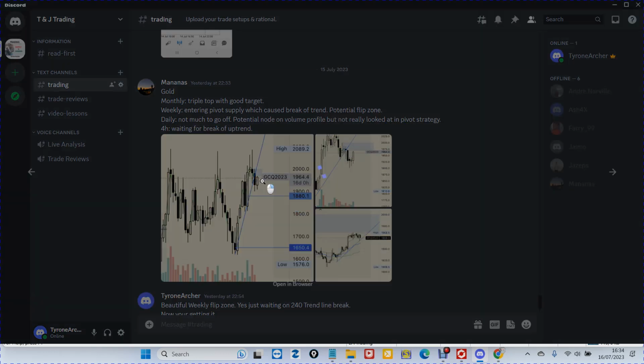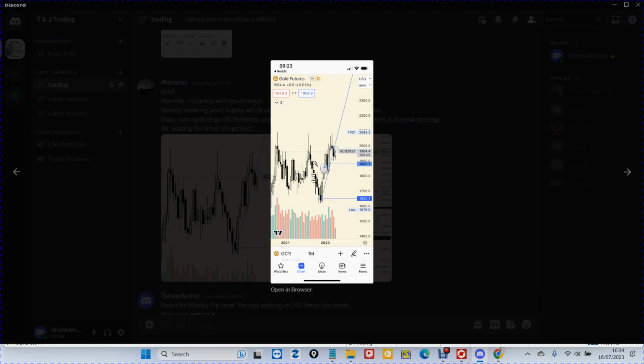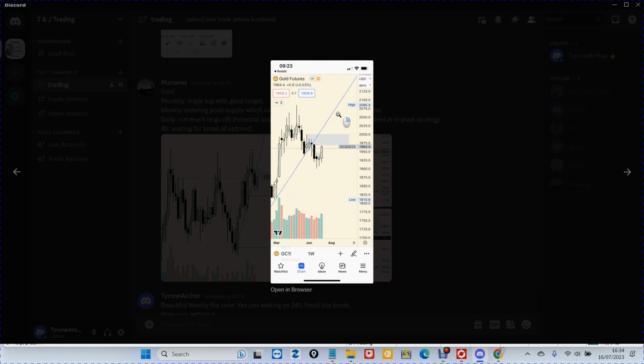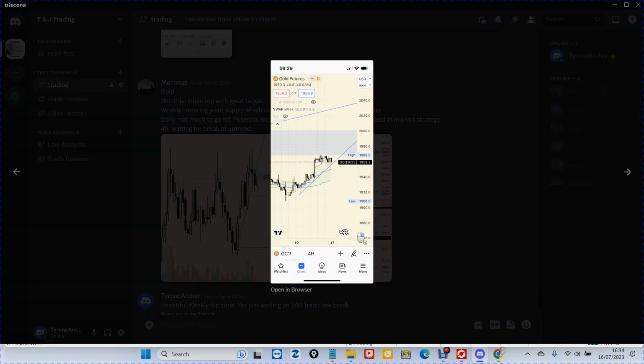So if you look at this, this is his monthly chart. He's done it off his phone, and then he's got the weekly chart. So now we've got the break. He's drawn in the weekly flip zone. There's the trend line break, and now he's drawn in the 240-minute uptrend. Very, very clean and very simple. Now we're waiting for a removal of the trend line.